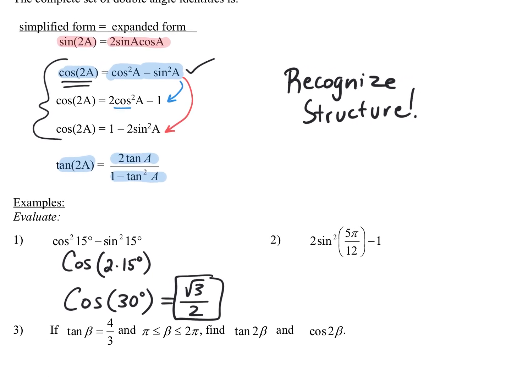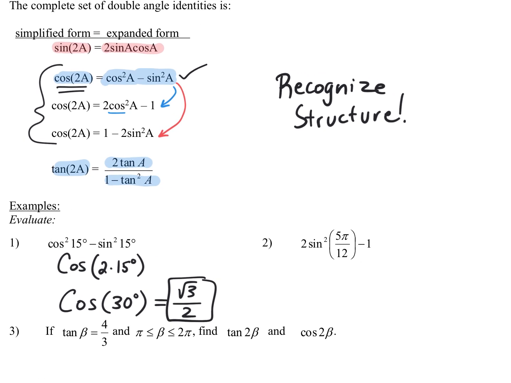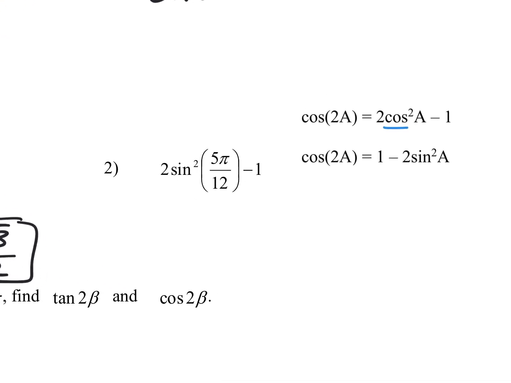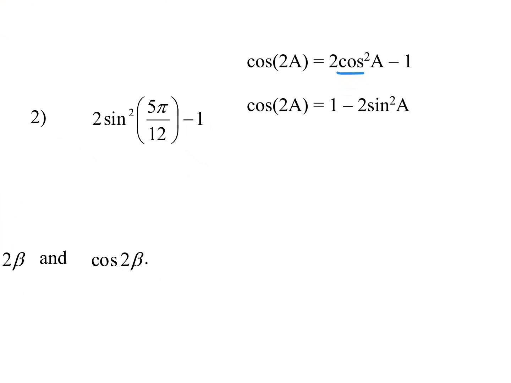So let's look at another example. On example 2, we have 2 sine squared of an angle minus 1. As I look at my formulas, I'm just going to borrow the 2 different cosine double angles here, and we can zoom in a little bit. What I notice is that the sine function shows up in both, but the order's not right. This, in my formula, is negative, and the 1 is positive.